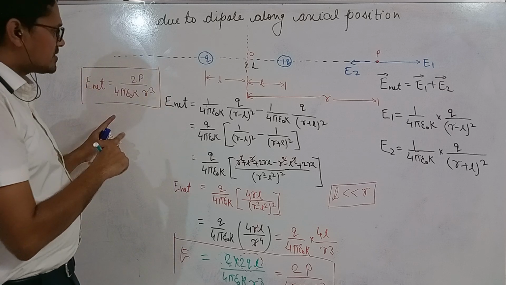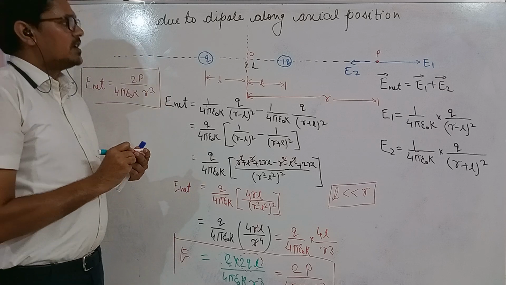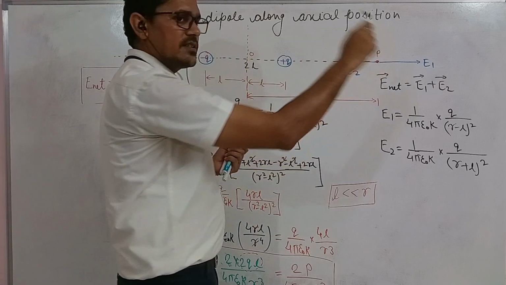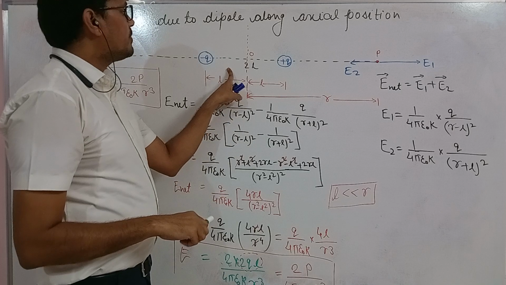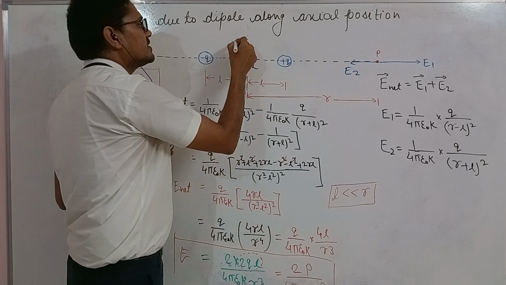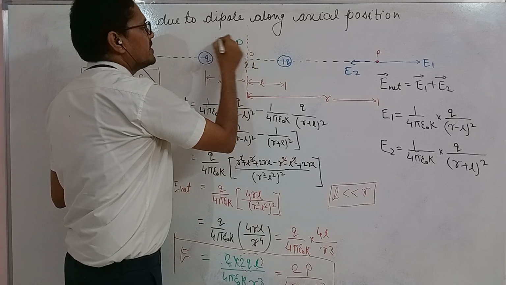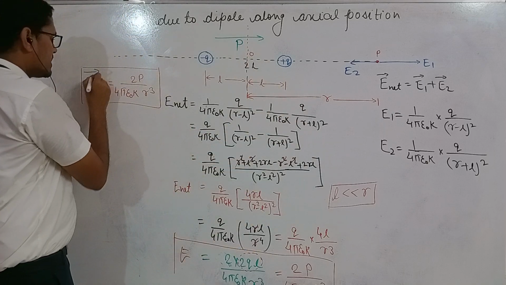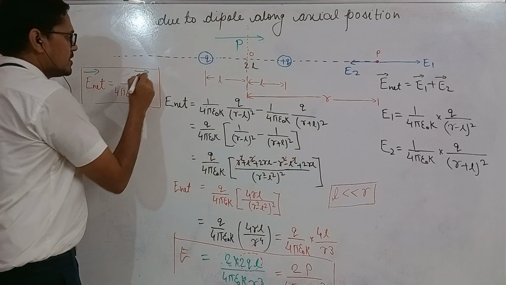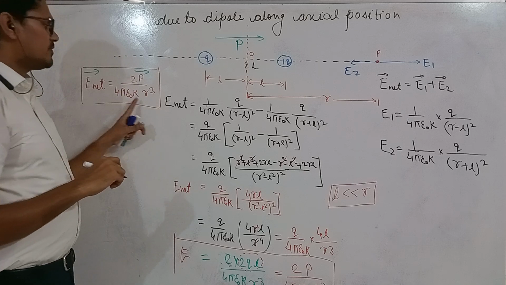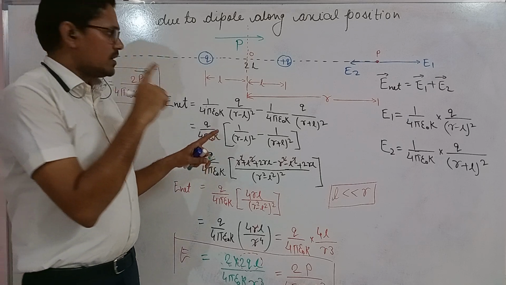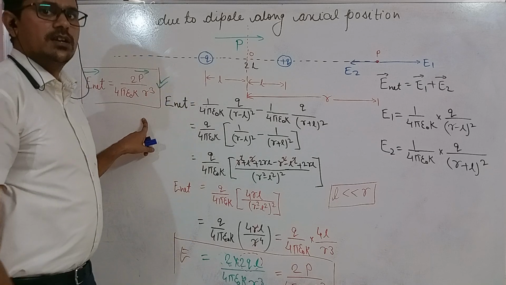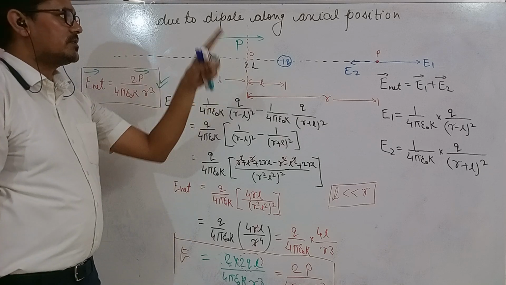If you represent the expression in vector form, then here we can see that the net electric field is directed towards the right hand side and the dipole moment is also having the same direction. It is from negative to positive. It means in vector form we can write vector E net is equal to 2p vector divided by 4 pi epsilon naught r cubed. This is the vectorial representation of electric field due to dipole along the axial location.